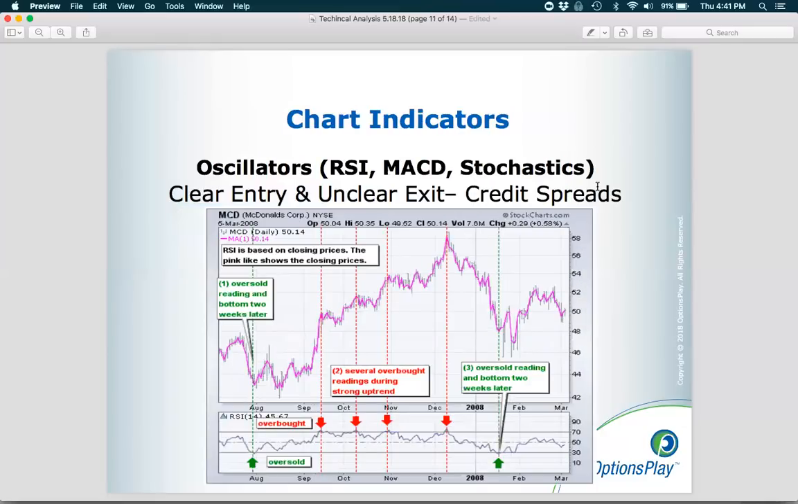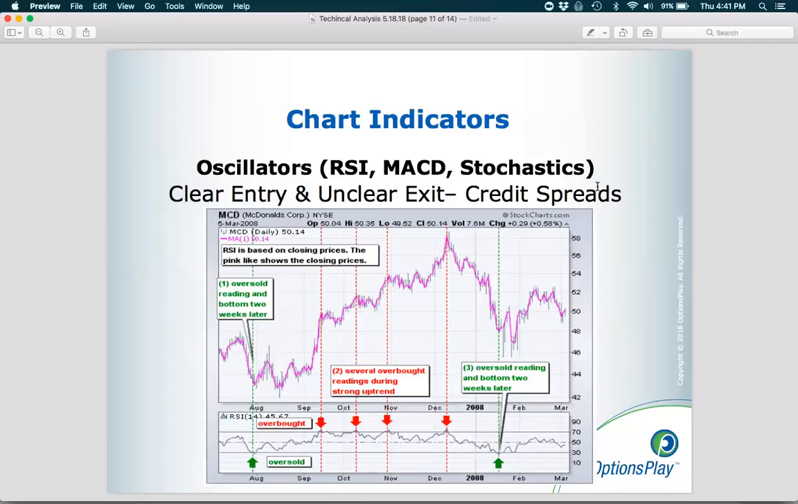Next, let's take a look at chart indicators. This is very, very popular. For any of you that have taken any courses on technical analysis, you've probably looked at tens, if not hundreds, of these indicators, and there are many, many of them out there, and I cannot possibly cover all of them by any stretch of the imagination.